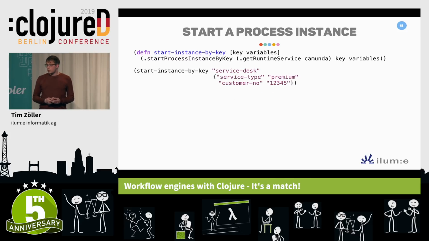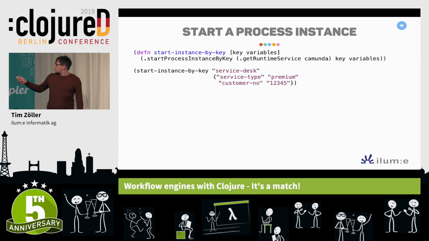And we can start a process instance for this process definition like this. We just say, OK, we have the Camunda engine. We get the runtime service. And we say, start process instance by key. We provide the key defining this process. And we add variables. If you take a look at the Clojure code, you realize that these variables are, in fact, a map.